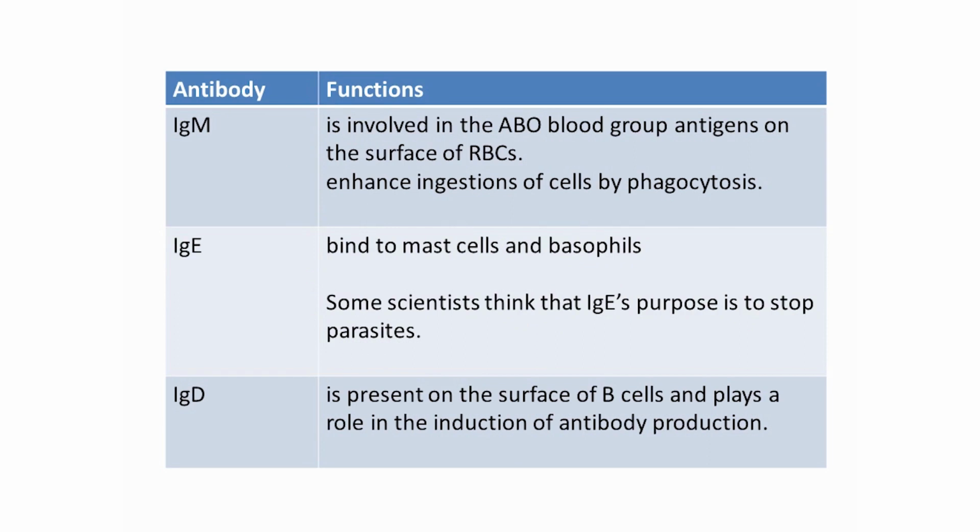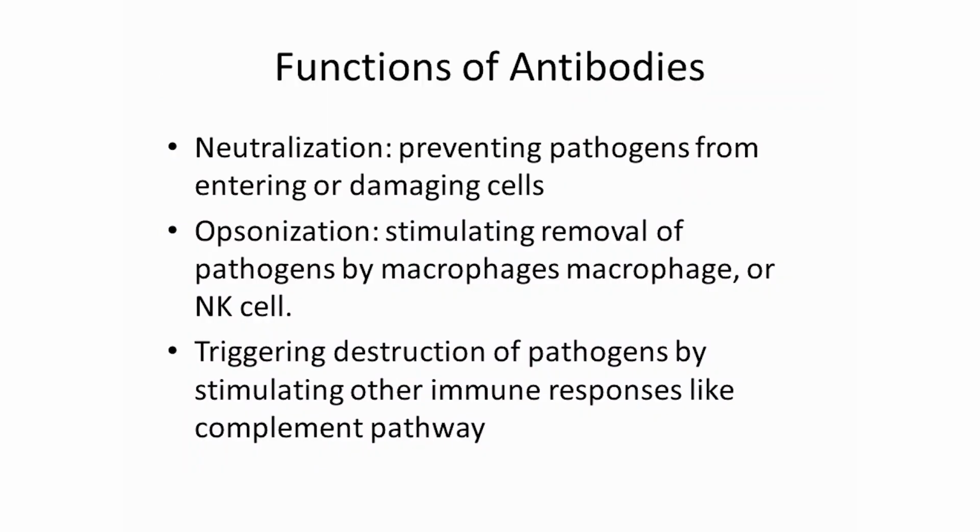IgM is all about ABO blood group antigens on the surface of RBCs. That is for enhancing engagement of cells by phagocytosis. IgE is about mast cells and basophils. Some believe that it is for parasites. IgD has a role in induction of antibody production. The basic overview of functions of antibodies is neutralization, that they prevent the pathogen from entering.